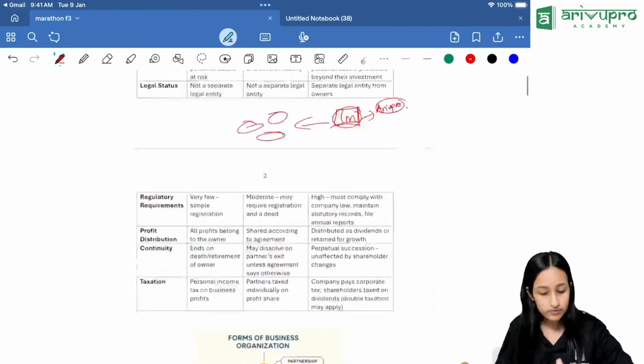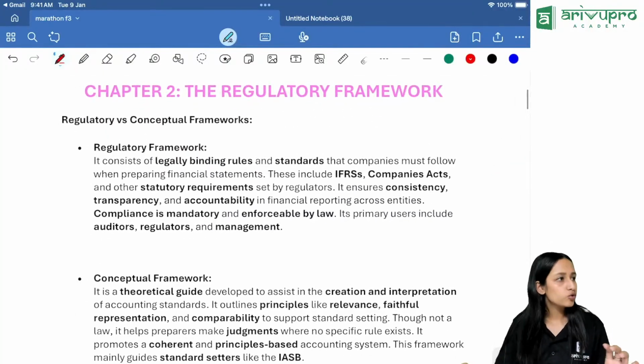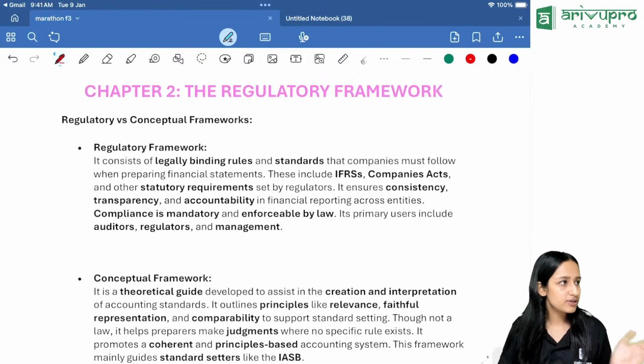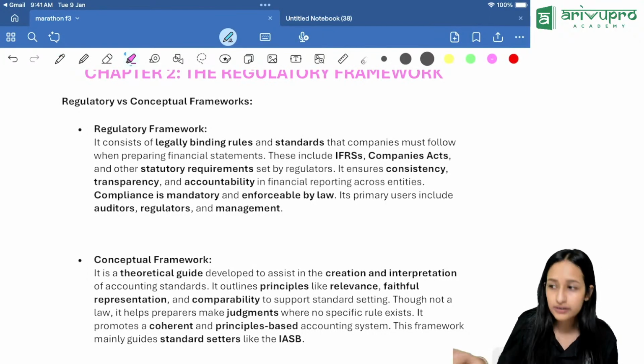I hope you have no doubts with the first chapter. Second chapter, this is a very short chapter. It totally focuses on the regulatory framework. Out of which we've already covered what the regulatory framework and conceptual framework are. So we can just remember these highlighted points here with a different color this time.